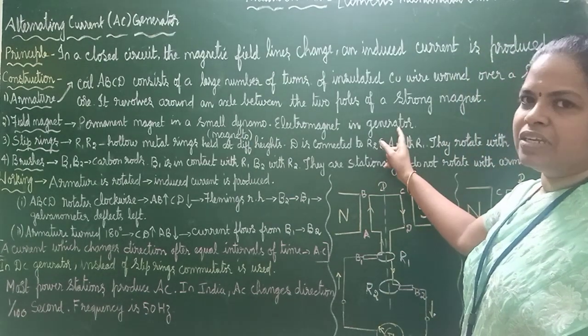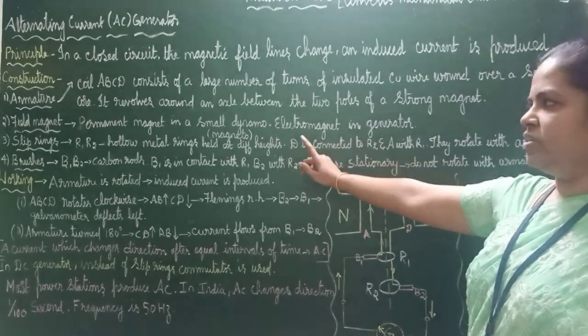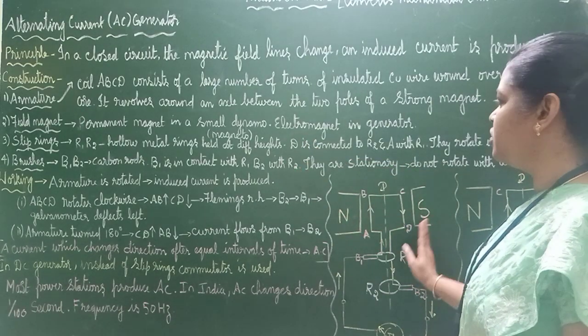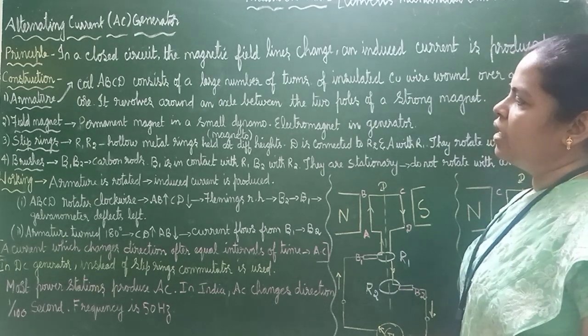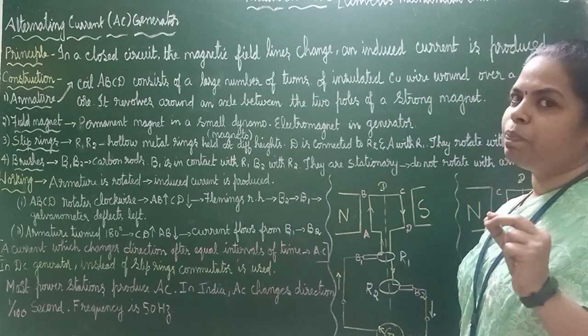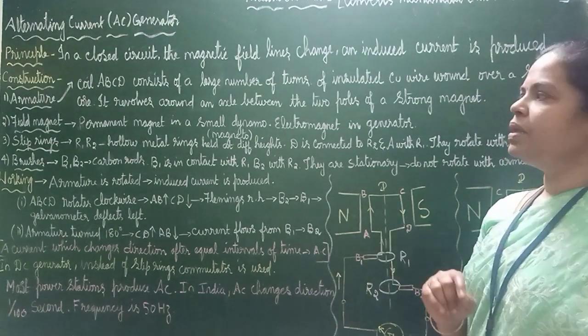In a generator, we can't use the small one. We should go for an electromagnet. So here we are taking two magnets, north and south, and slip rings. In the motor we studied about split rings. Here we are studying slip rings.